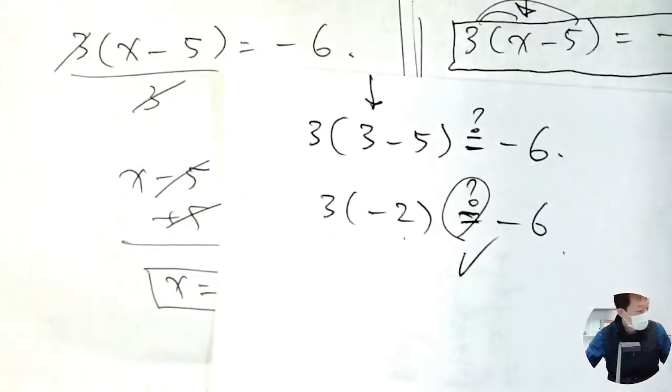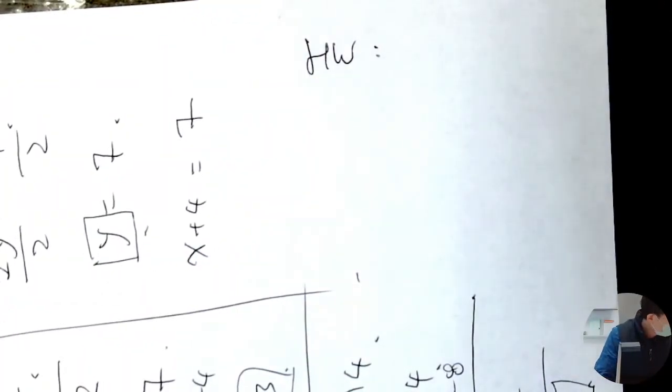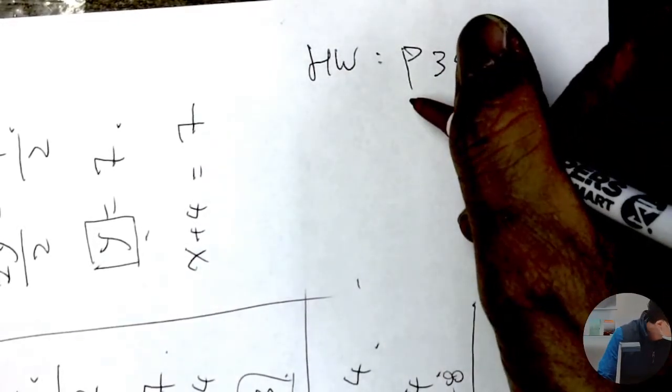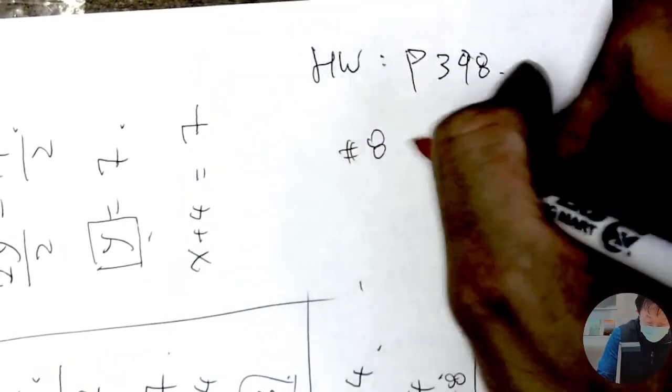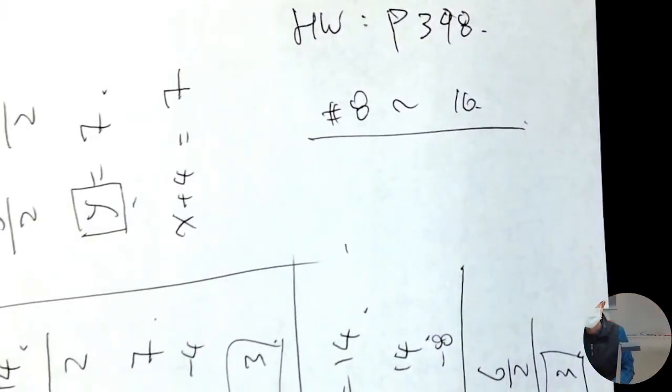So I will get you to work on the page numbers for your homework or in-class questions. It's on page 398. That would be question 8 onward to 16. Just 8 questions. Wow.